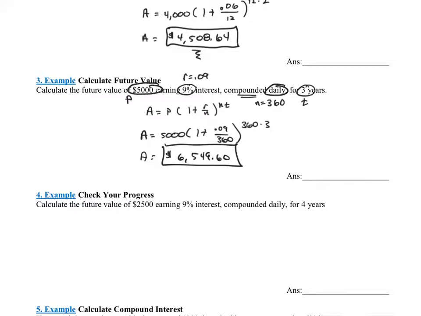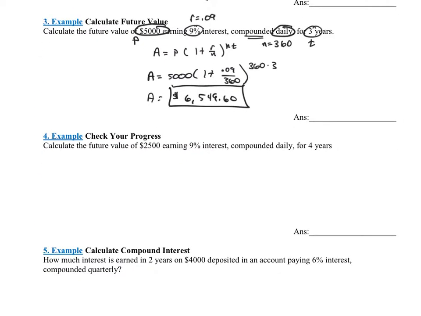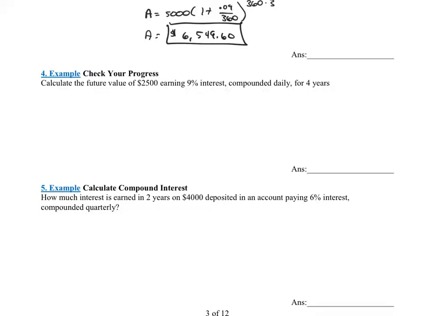This is $5,000. I put it in an account for 3 years. There's currently $6,549 in that account. So it is slightly more than $5,000. It's certainly not less than $5,000, and it's not an outrageous number. So it seems to me like both of these problems, example 2 and example 3, are reasonable answers. Let's move on to example 4 then.